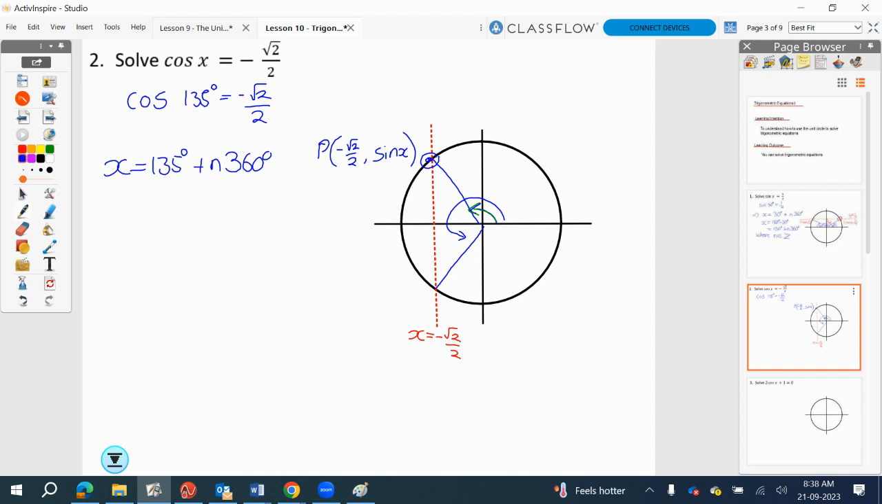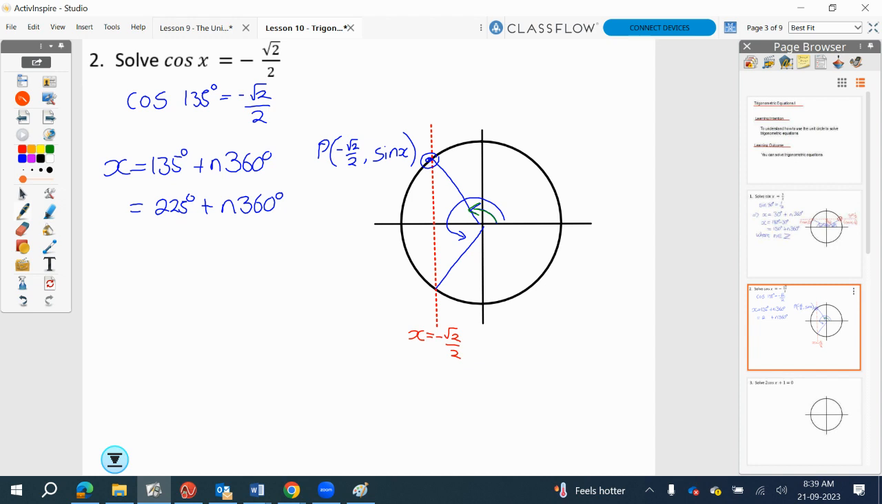225 plus n 360. What else do we need to say here that we've not quite got yet? X is equal to... So I think it's 225. Yeah, I think I see that. Okay, yeah, thanks. 225. Okay.